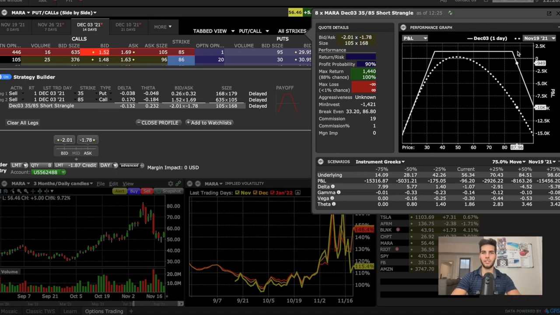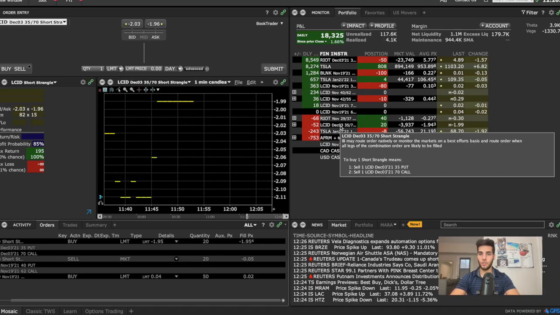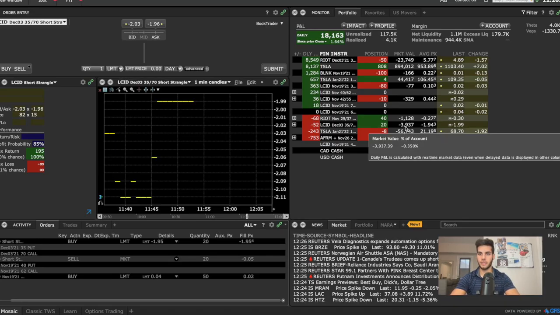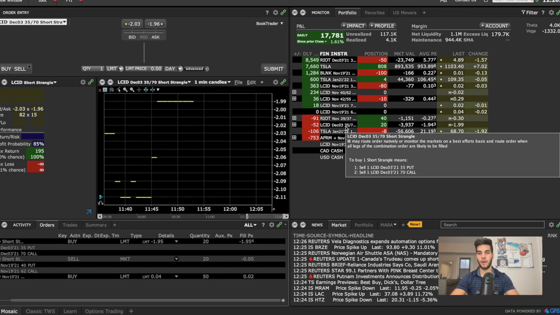Top two favorites are the Riot trade and the Lucid trade. I actually went ahead and made that Lucid trade with 20 contracts, and I collected about 3,900 US for the 20 contracts, as you can see here. December 3rd, 35-70 short strangle, which means I'm selling the 35 put and I'm selling the 70 call.